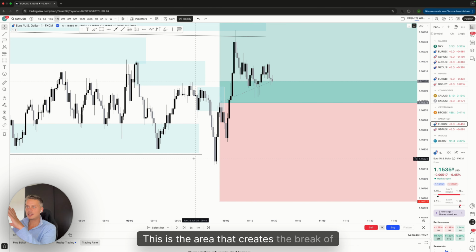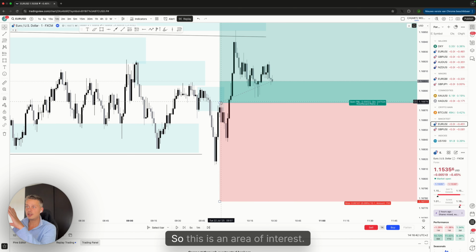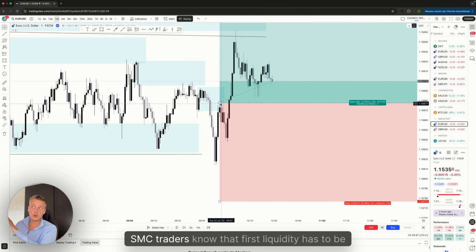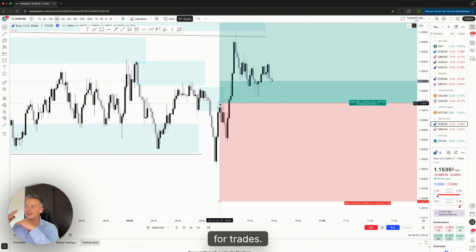This is the area that creates the break of structure, right? So this is an area of interest. Real SMC traders know that first liquidity has to be taken out, then hit of a supply or POI, and then they can look for trades. But not everyone is following SMC to a T, right? Obviously. So what happens? Price comes in, starts to push down.